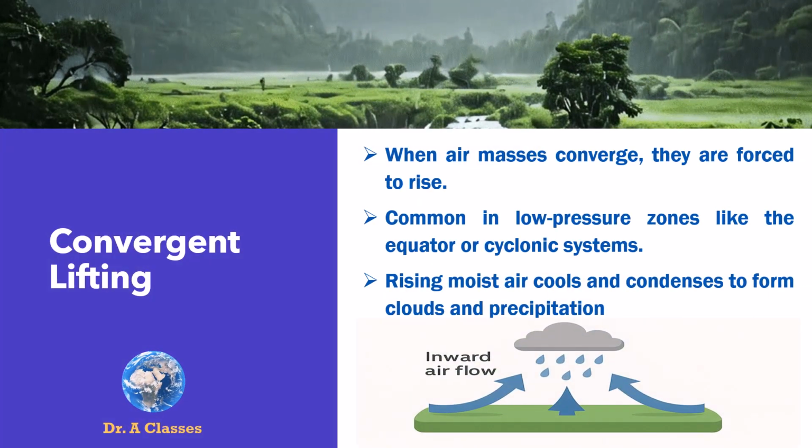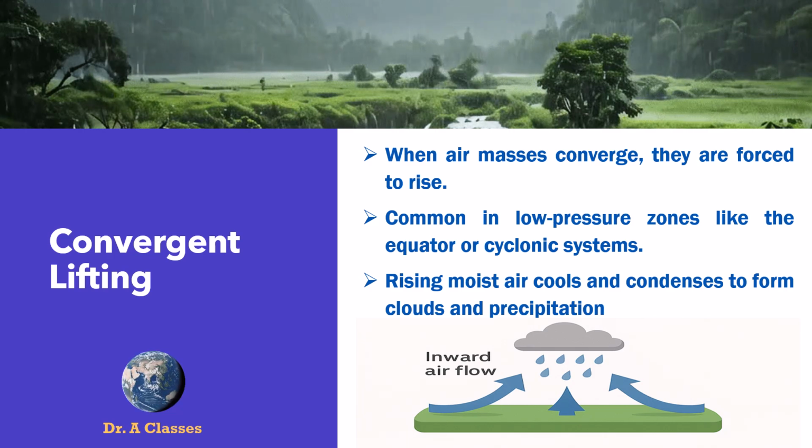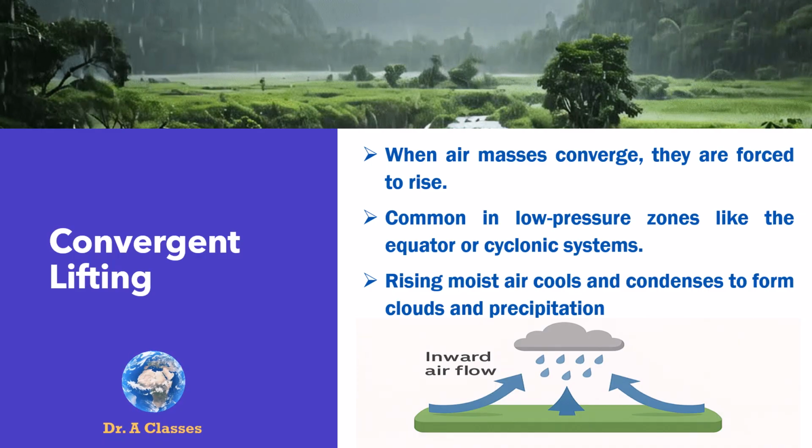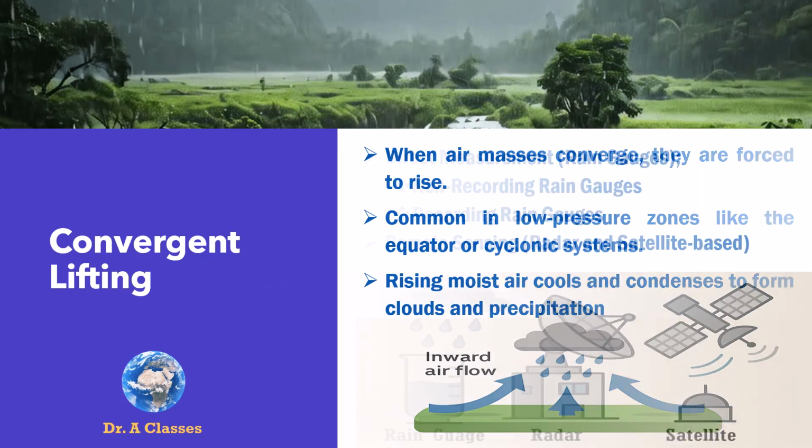Convergent lifting. When air masses converge, they are forced to rise. Common in low pressure zones like the equator or cyclonic systems, rising moist air cools and condenses to form clouds and precipitation. Example, in India during the southwest monsoon, June to September, moist winds from the Arabian Sea and Bay of Bengal converge over a low pressure area, rise and form rain clouds, leading to heavy rainfall in the Western Ghats, Northeast India and Gangetic Plains.